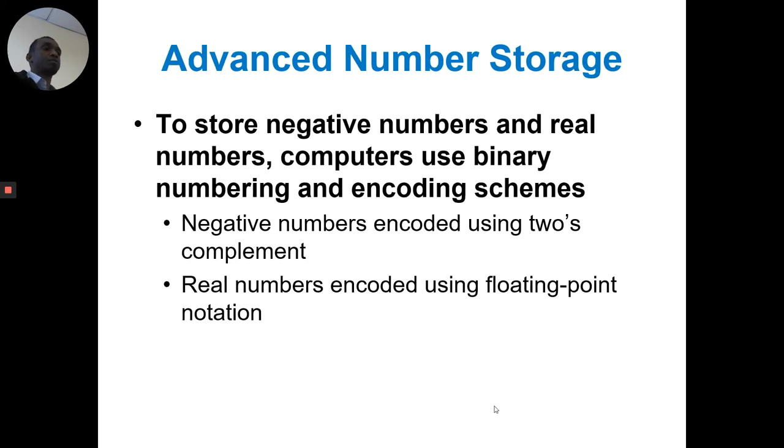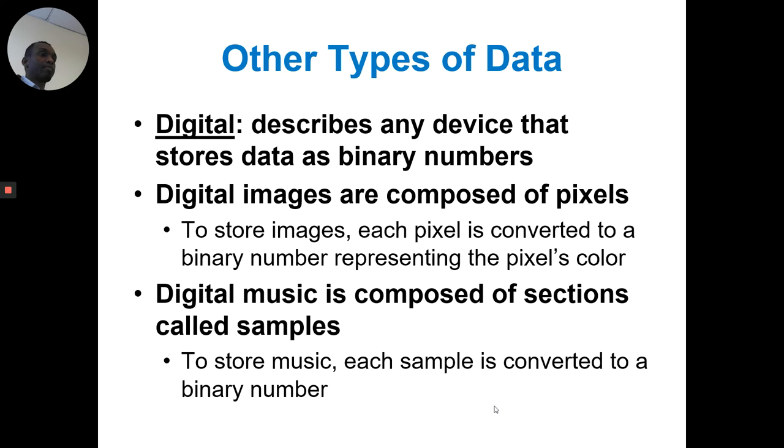Advanced number storage: to store negative numbers and real numbers, computers use binary numbering and encoding schemes. Negative numbers are encoded using two's complement, and real numbers are encoded using floating point notation. And then we talk about other types of data. Digital describes any device that stores data as binary numbers. Digital images, digital music.